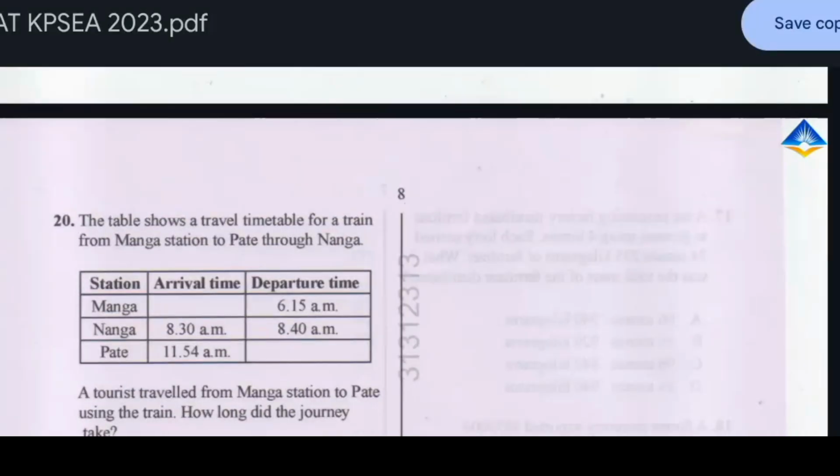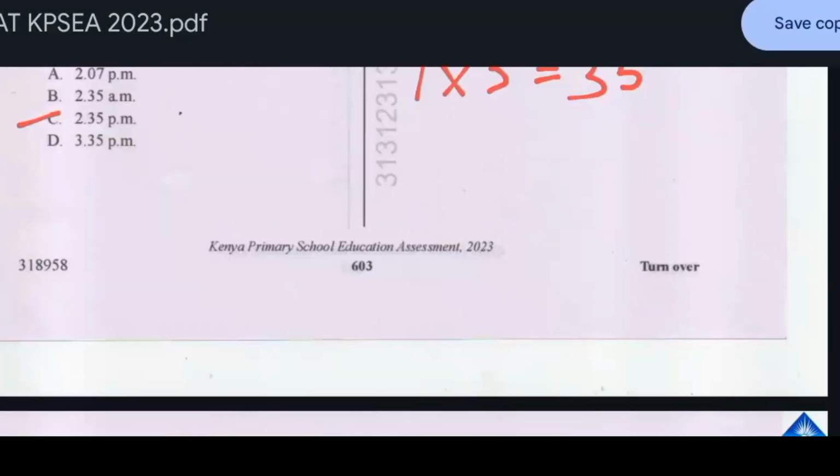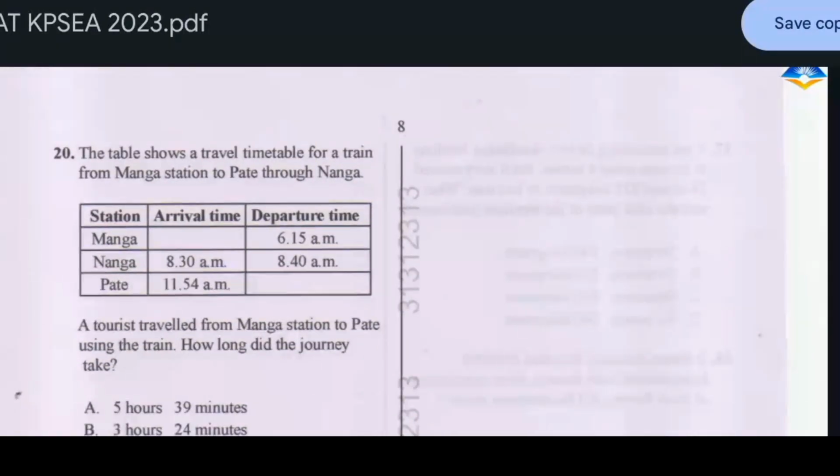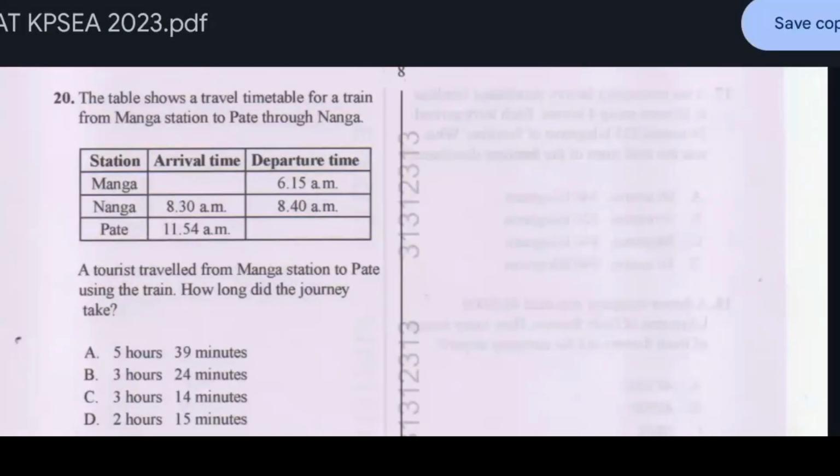Anyway, let's move on. Number 20, the last one. Let me see, we did number 19. Okay, the table shows a travel timetable for a train from Manga station to Pate through Nanga. A tourist traveled from Manga station to Pate using the train. How long did the journey take?